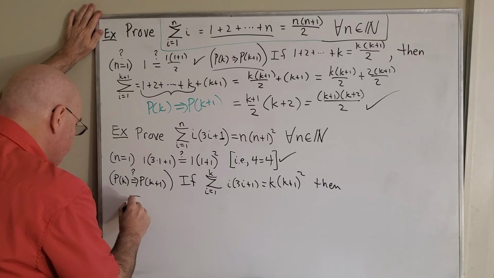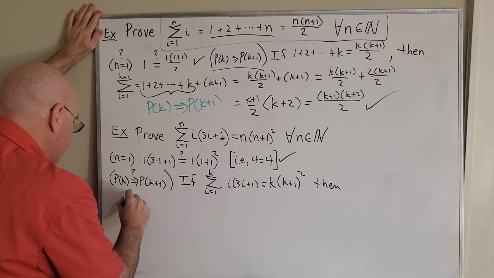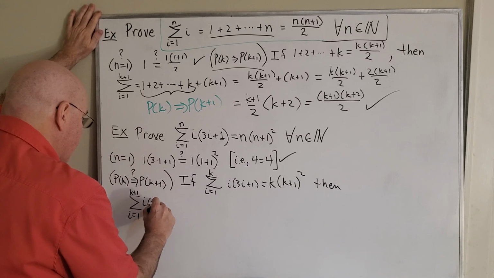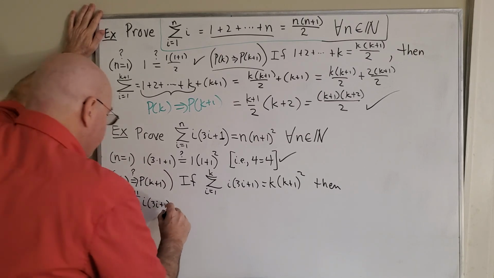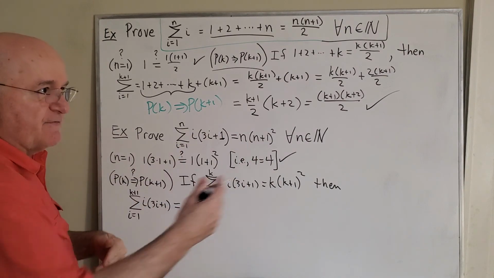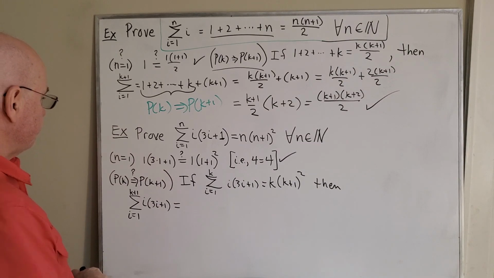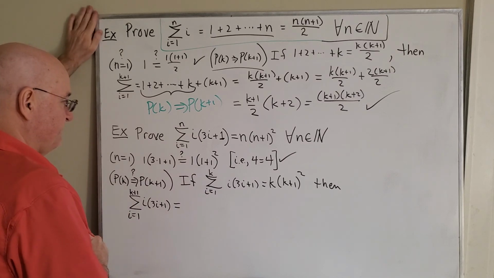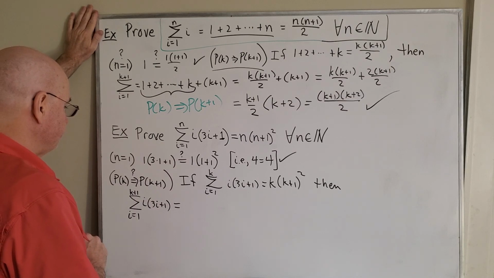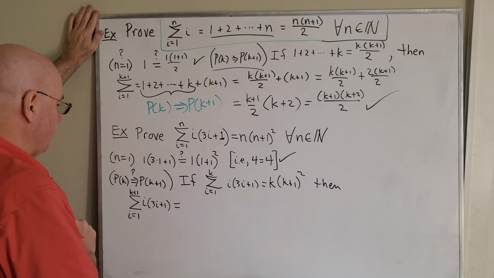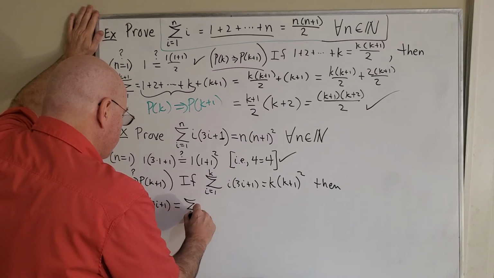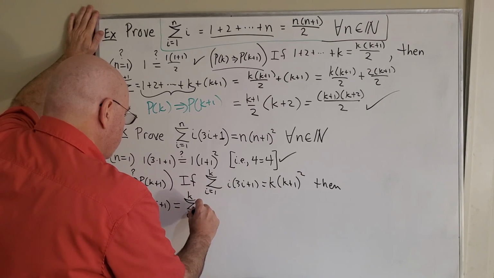Then the sum from i equals 1 to k plus 1 of i times 3i plus 1 is equal to going from 1 to k plus the k plus first term. So maybe I'll, let's see, do I have to write out every baby step? Should I? No, I'm not going to. Let's write out what this sum is.